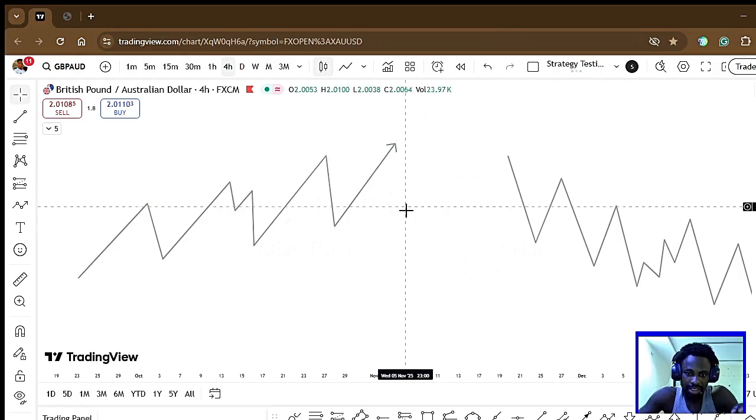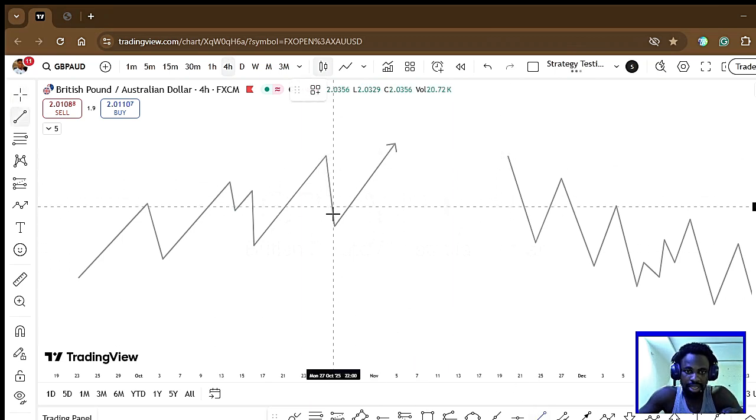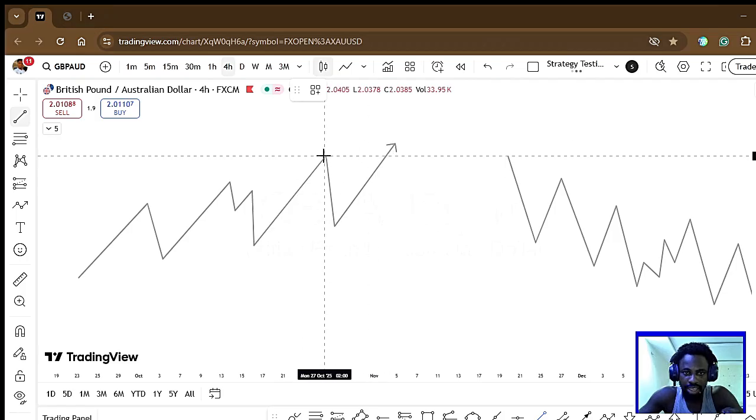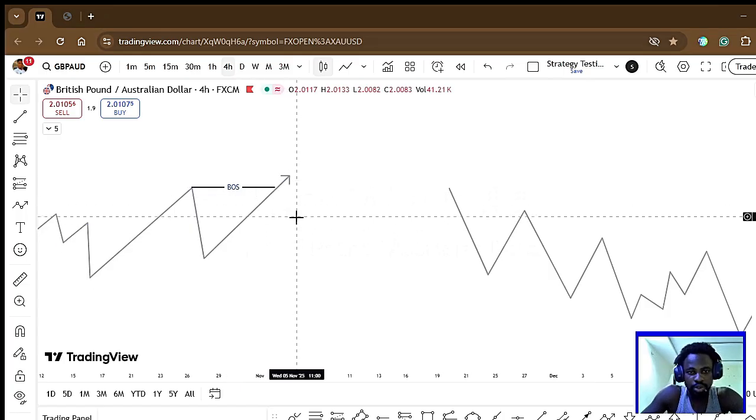And how do you identify that price needs to pull back? Once you are trading and you see this was the last high that price created, then price shot back and took out that high. At this point here is what we call the break of structure. So once price breaks structure, what you want to wait for is for price to pull back.